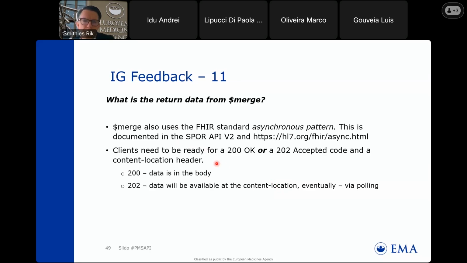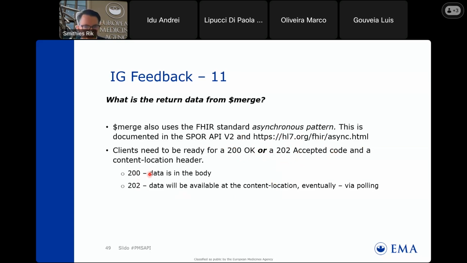So with $merge and some other parts of these APIs, we have this asynchronous pattern, just because it's hard to know how long these things will take. This is all documented in the Spore API version 2 and online in this asynchronous section. When you send data to this API, you may immediately get a 200, which means, okay, got it, done, received. Or you may get this thing called a 202 Accepted. And that means, yes, we're working on it.